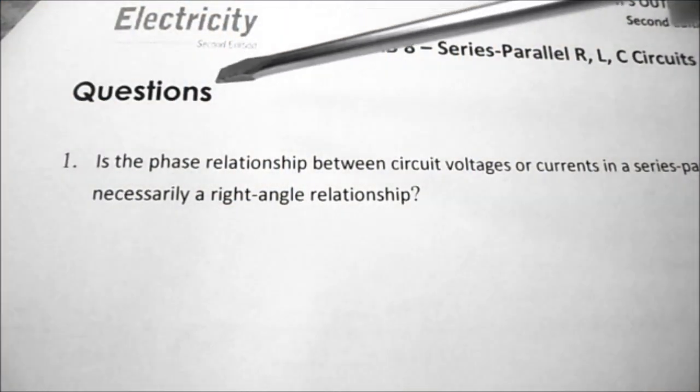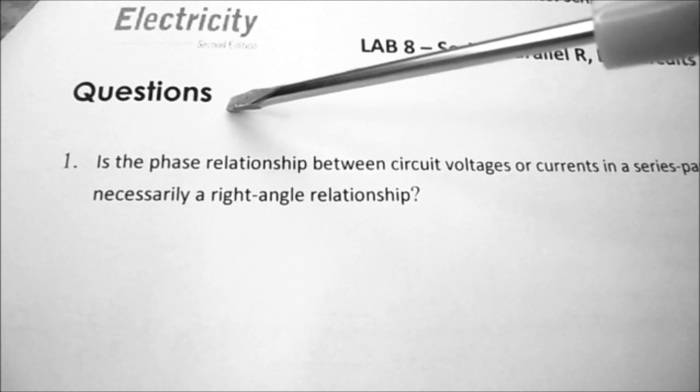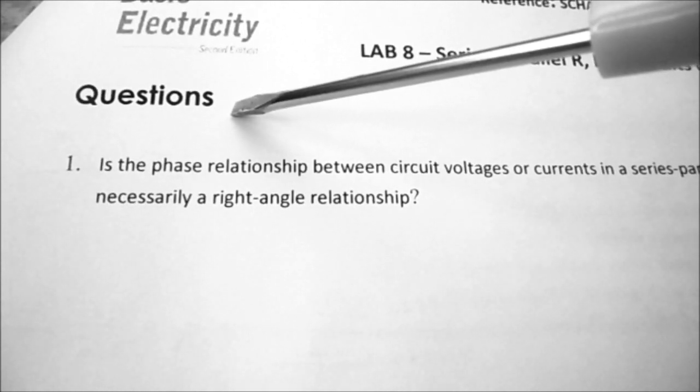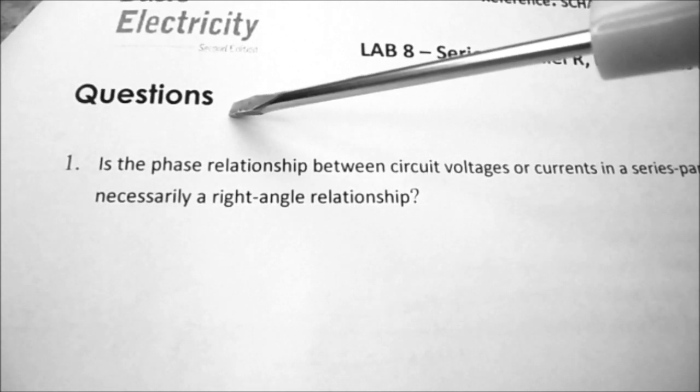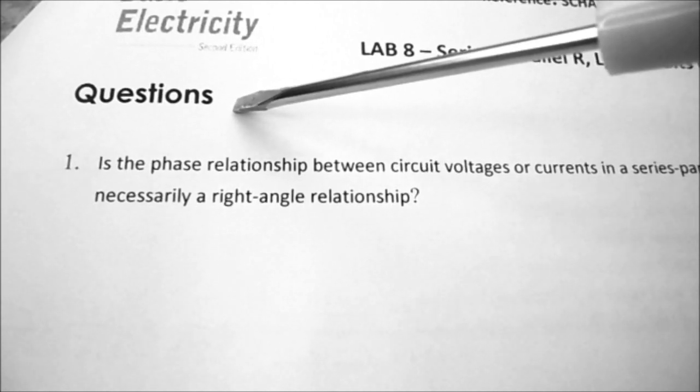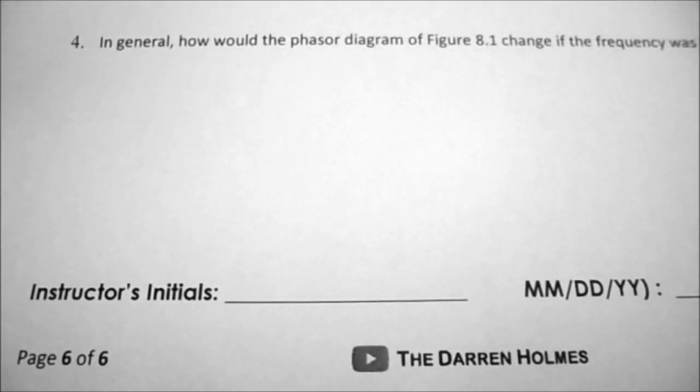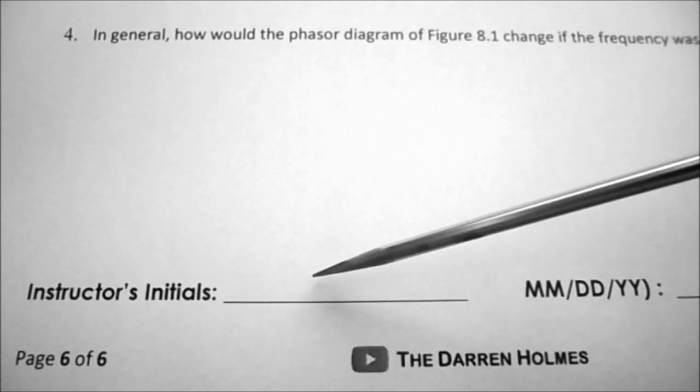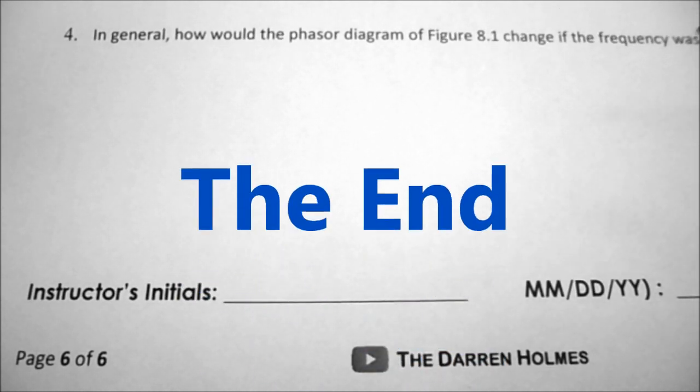So the last page of the lab contains 4 questions for us to answer based on our results, calculations, and observations. And when you've completed your lab, show it to your instructor so that they may initial it to indicate that it is complete.